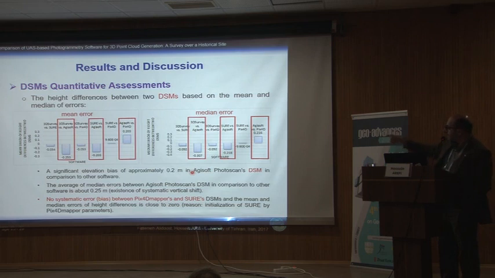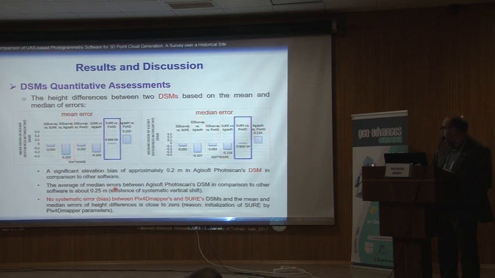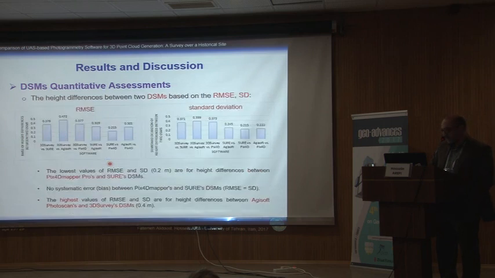We see that AgiSoft, compared to the other software, is almost 20 centimeters different. The average or median error between AgiSoft PhotoScan and the other software is again 25 centimeters. And there is no systematic error bias between Pix4D Mapper and Shore DSM, and the mean and the median error of height difference is close to 0.